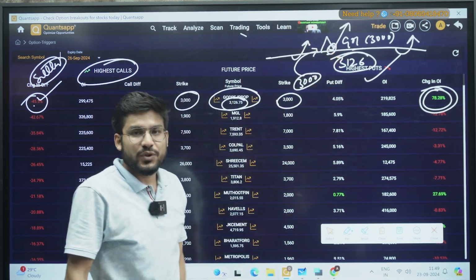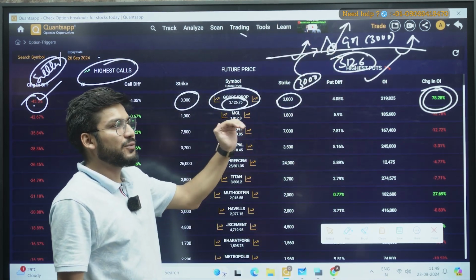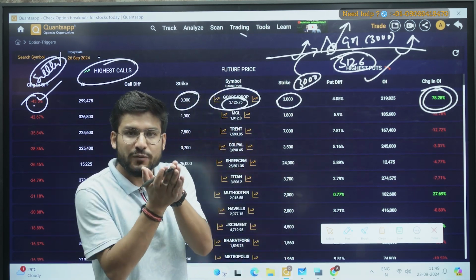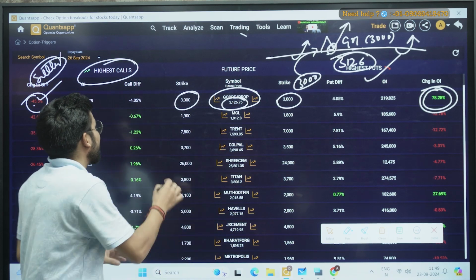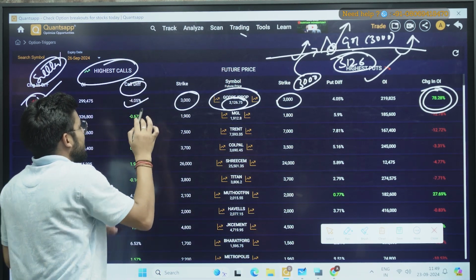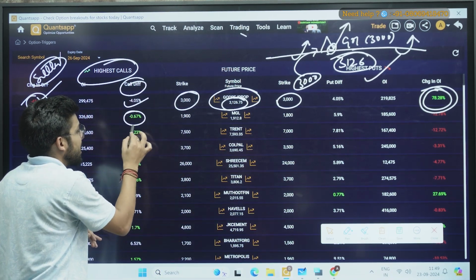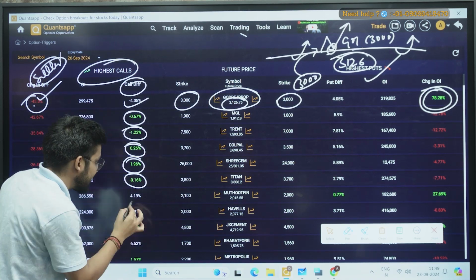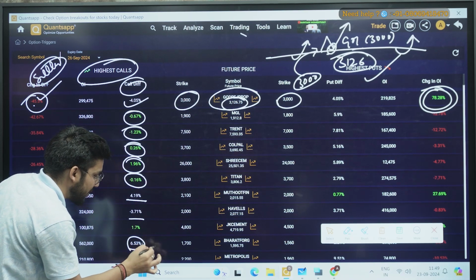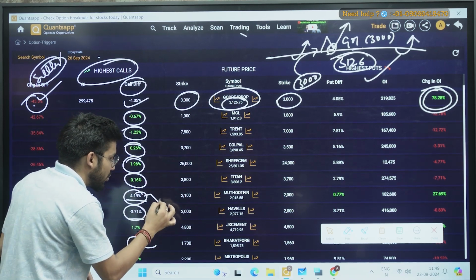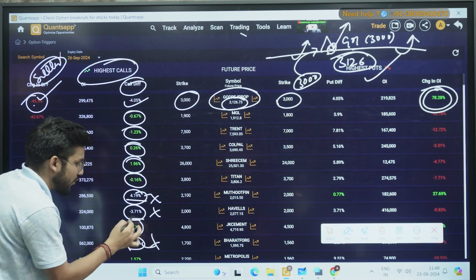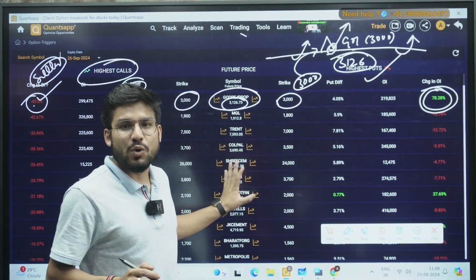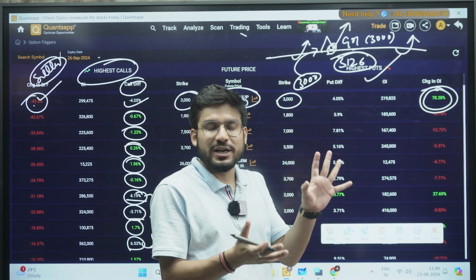Now, how to identify in which stock the breakout has already happened and in which it is about to happen? That will be given by the call difference. First of all, always go with the green ones, because green are the ones in which less than 2% movement has happened. If a stock has already moved 4, 3, 6 percent, that will be shown in the white ones, so you can ignore these. Always go with the green ones, because you will get the stocks where the least movement has happened, so you can capture your movement fully.